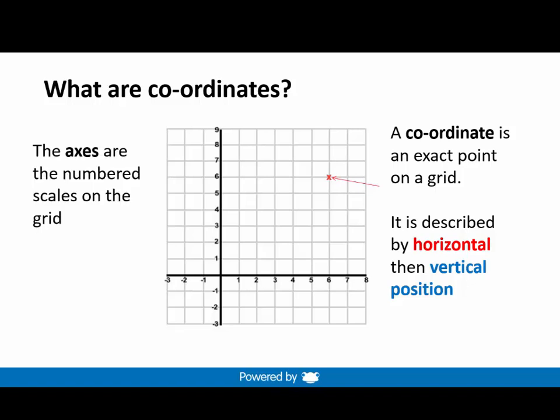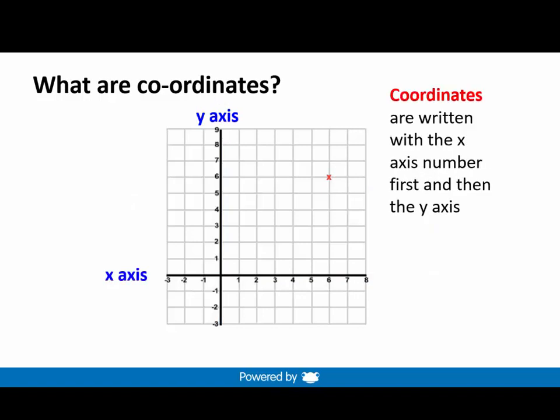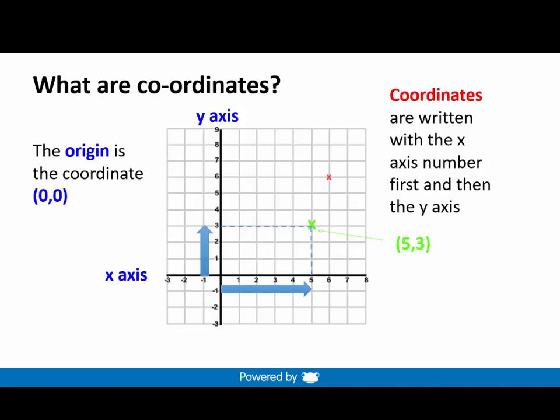The axes are the numbered scales on the grid. We have the x-axis going across and the y-axis going up. Coordinates are written with the x-axis number first and then the y-axis. So if we look at this point here, it is 5 on the x-axis and 3 on the y-axis. So we write it in brackets as 5, 3. The origin is the coordinate 0, 0, which is here.